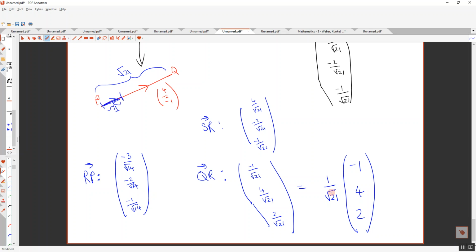Okay, and that actually shows, because I can do that, that this vector and this vector are parallel. So they have the same direction, but they may not have the same magnitude. And they don't have the same magnitude because one is 1 and the other one is the square root of 21. Okay, hopefully that makes sense.